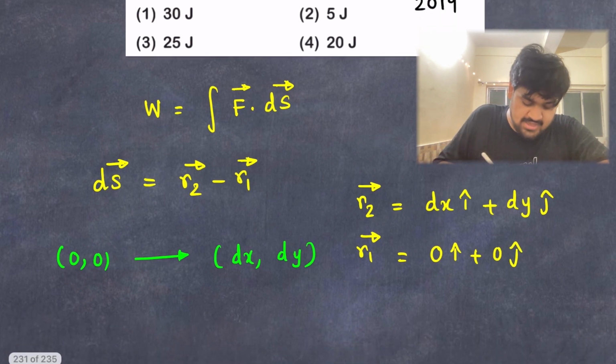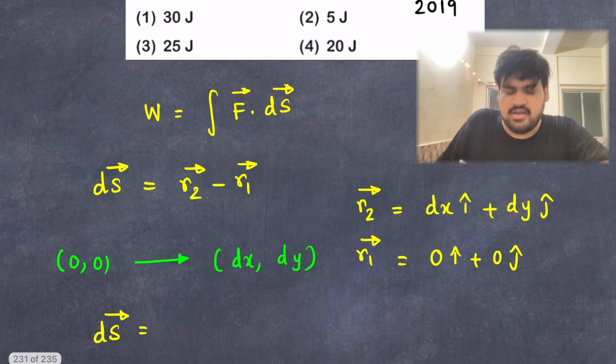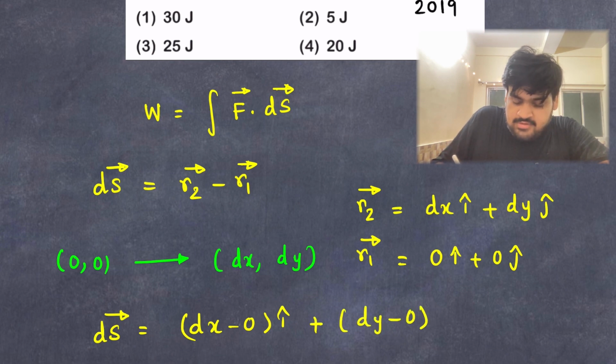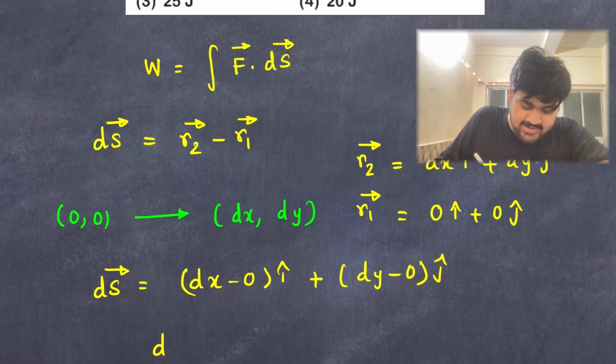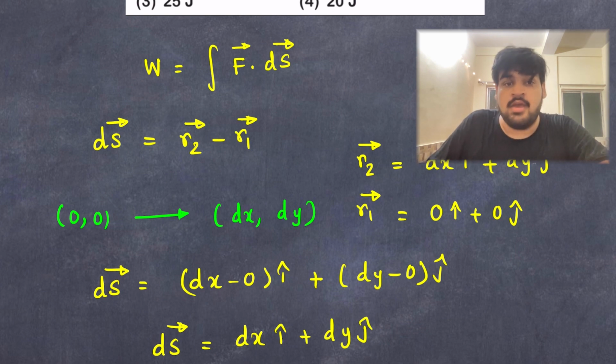So from here our ds vector, the displacement vector, comes out to be dx minus 0 i cap plus dy minus 0 j cap. That means our ds vector is nothing but dx i cap plus dy j cap. This is a very important relation, you have to keep it in mind. I'm elaborating with the help of this, but in the examination you do need to keep this equation in mind. It will help you a lot, mind my words.